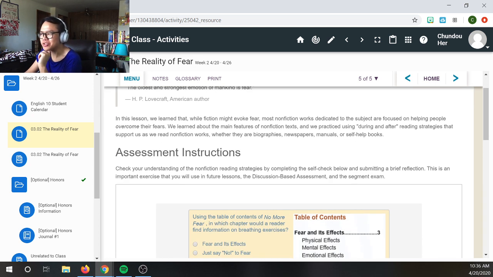Wait, did we actually practice during? Wait. When did we practice an after reading strategy? I feel like we only practiced a during reading strategy. Okay, whatever.